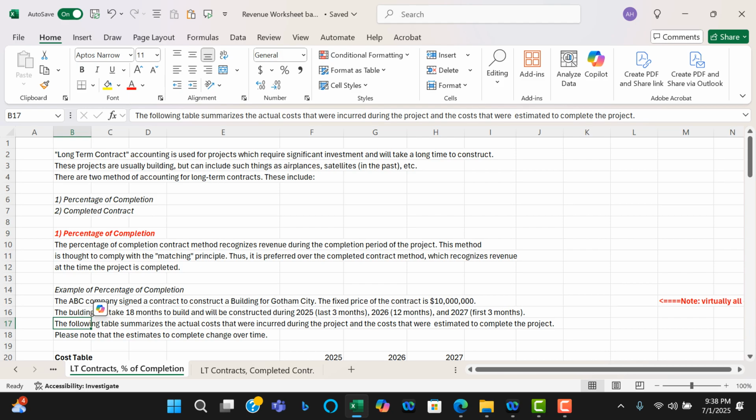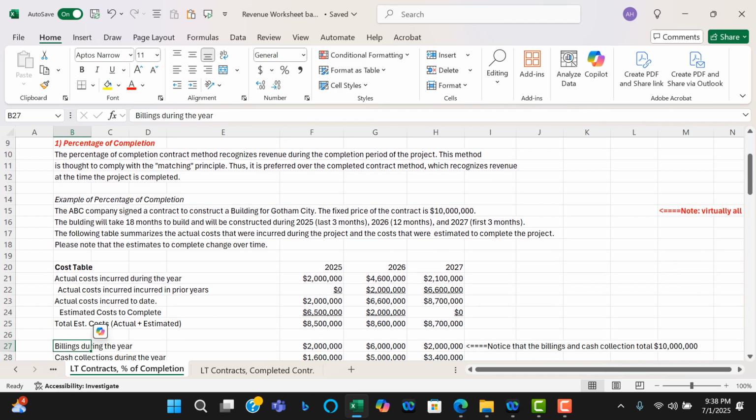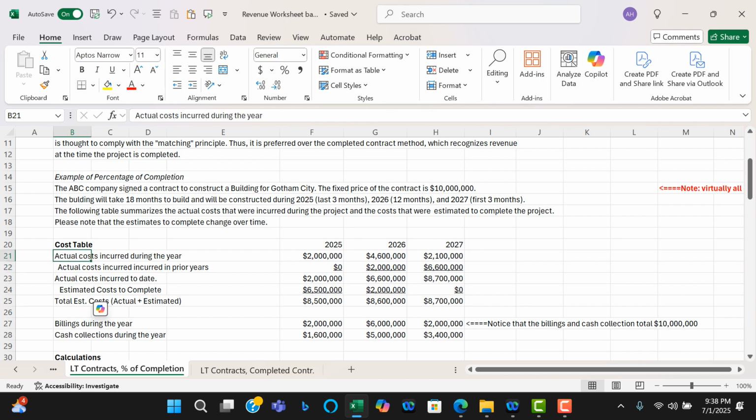Okay, the following table summarizes the actual costs that were incurred during the project and the costs that were estimated to complete the project. Please note that the estimates to complete change over time. Okay, so this table is kind of a forward-looking table, and it also shows not only how the actual costs were incurred, but how maybe the engineers changed their estimates as the job progressed.